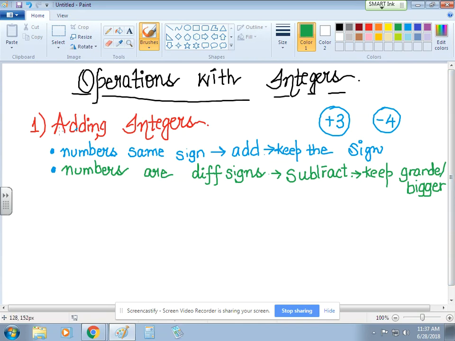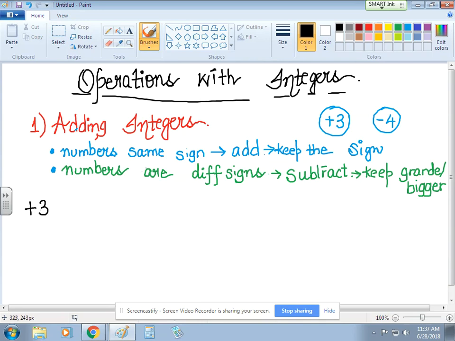So these are the main two rules that we will use when we are adding integers. There's not a lot of things you have to worry about. Once you have learned these two rules, everything should work fine for you. So then let us do some examples using the rules.